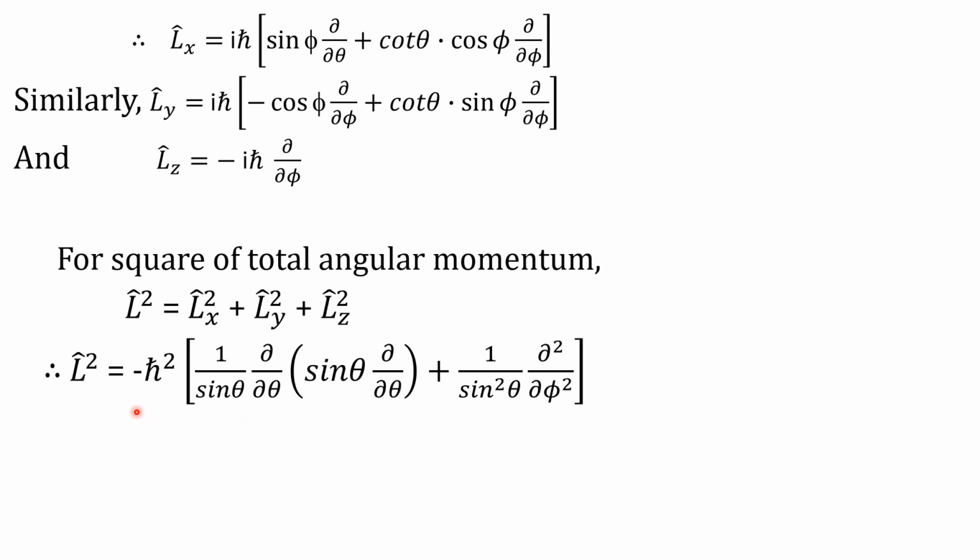We get the L square operator equals minus h cross square into bracket 1 upon sin theta del by del theta into bracket sin theta del by del theta, plus 1 upon sin square theta del square by del phi square. This value for L square we express in terms of r, theta and phi. These values we use to explain the next topic. Also we use the Lx, Ly, Lz terms for the next explanation of another term.